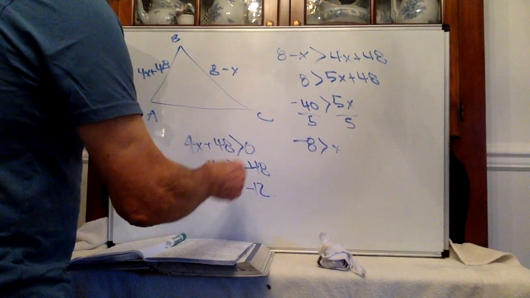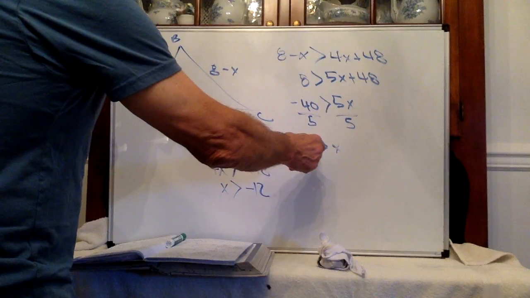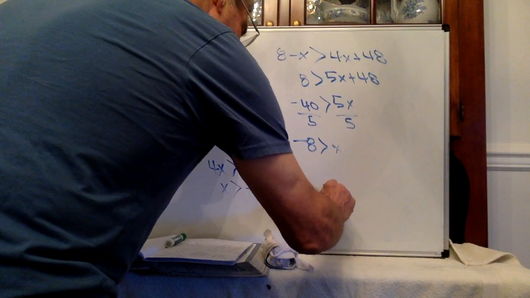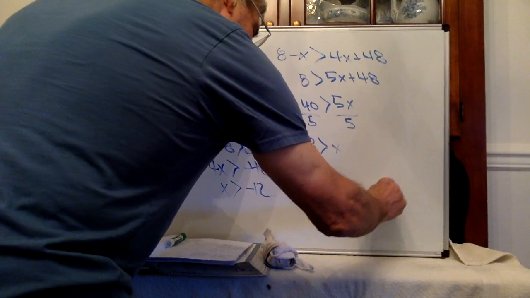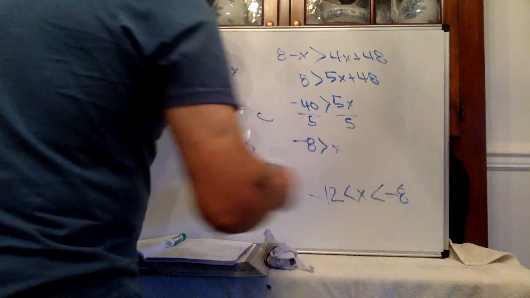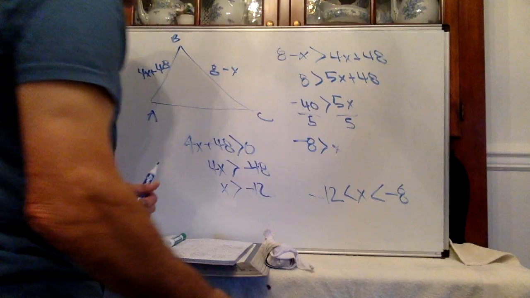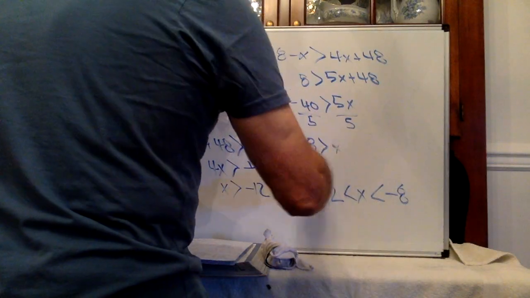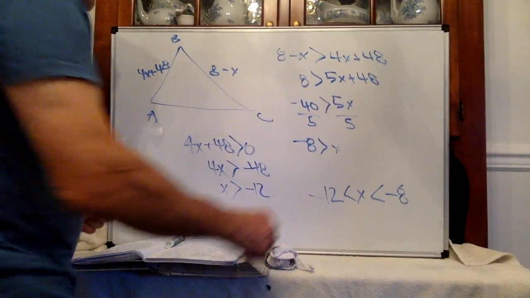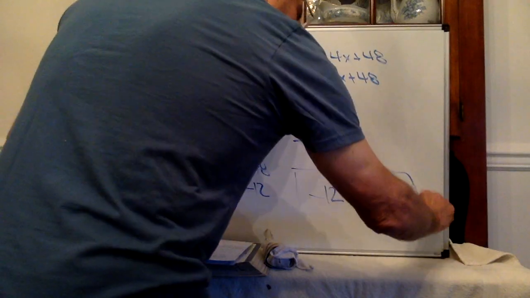But now I have to put these two together. X has to be greater than negative 12, but less than negative 8. You can put that as a string. Negative 12 has to be less than x, which has to be less than negative 8. This is now a proper string because negative 12 is in fact less than negative 8. So from left to right it works. The string works because the symbols are in the same order. They're both less than.